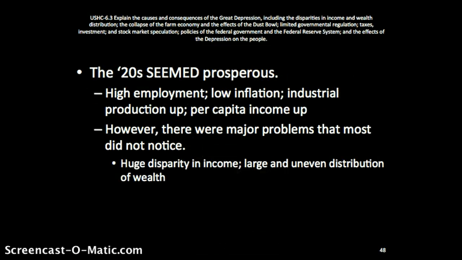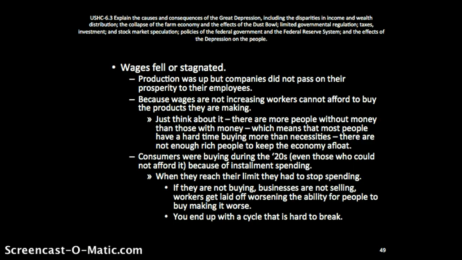Looking back, the 1920s seemed prosperous. There was high employment, low inflation, industrial production was up, per capita income was up. However, there were major problems that most people did not notice. One of those huge problems was the disparity in income. That meant that the rich kept getting richer and the poor kept getting poorer, and the gap between the rich and the poor grew. Wages tended to fall or stagnate, meaning it didn't grow.